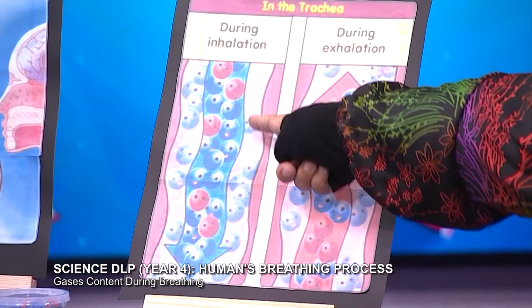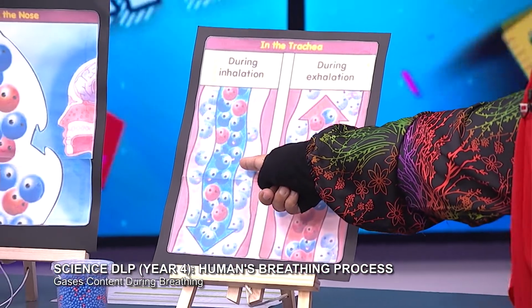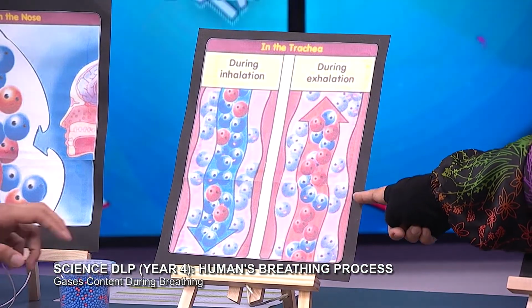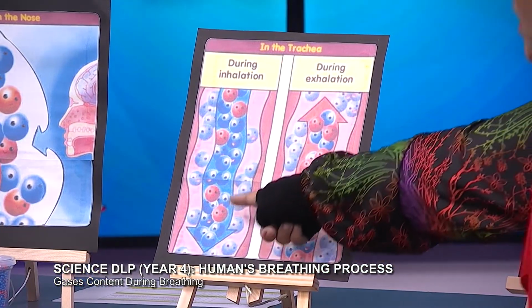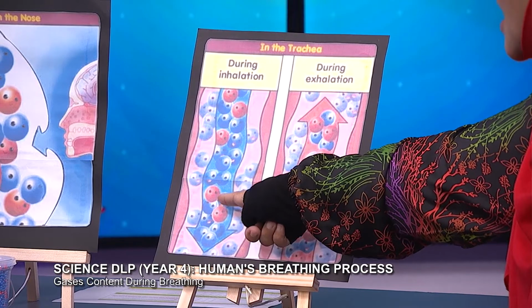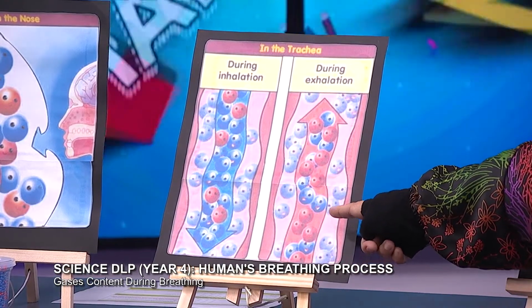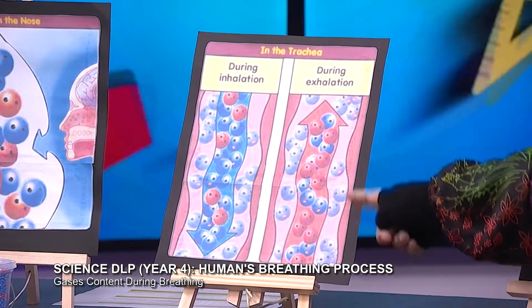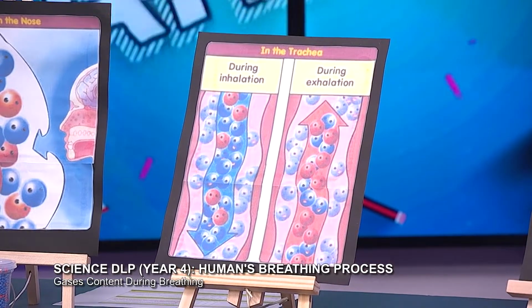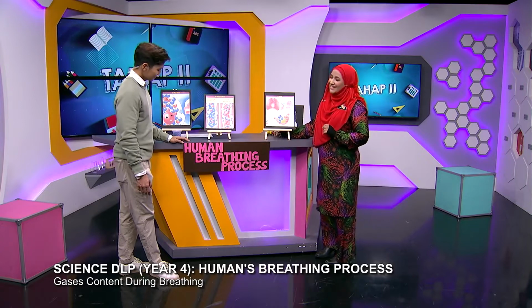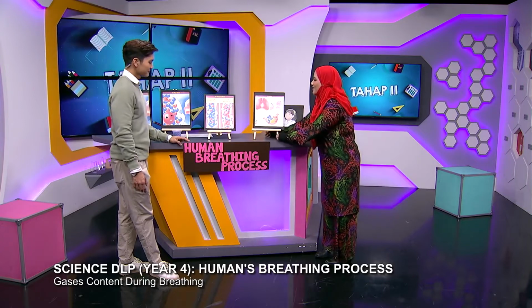So we can see there are more blue here, blue balls or oxygen, rather than when you exhale. Look at the red ones, carbon dioxide, only 5 here. But during exhalation, there are more here. All these are taken from your textbook. You can always refer to your science textbook. Everyone, don't worry about it.